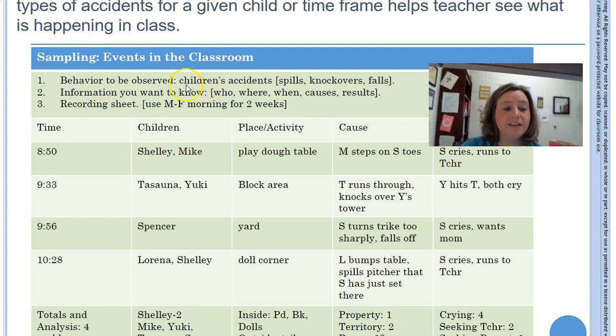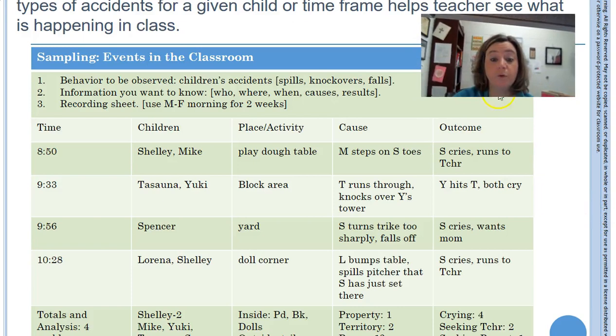So you can see that they're going to write down the behavior, all of this information you want to know, and then make sure that you have a recording sheet. So you see that on this particular day, there were 4 instances where there were children's accidents. And so you can see here's who was involved, here's where it happened, what was happening, what the cause was, and then what the outcome was.